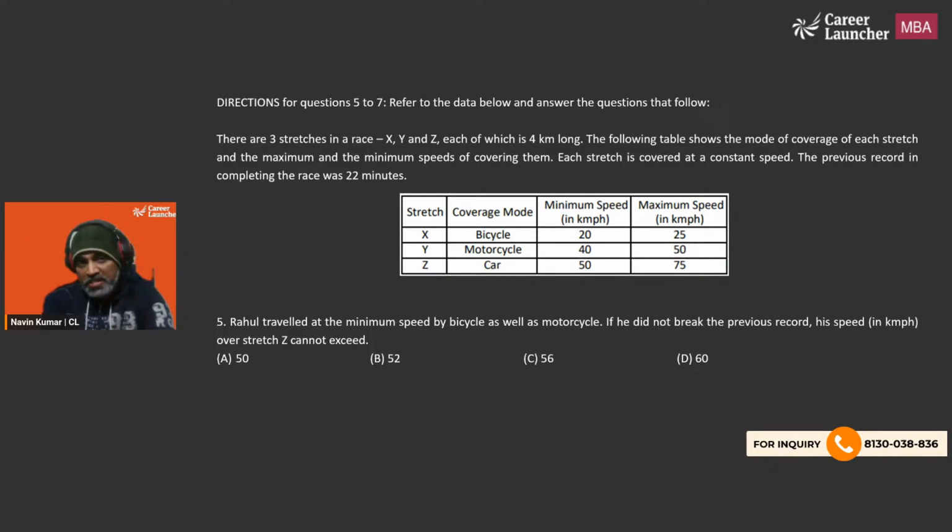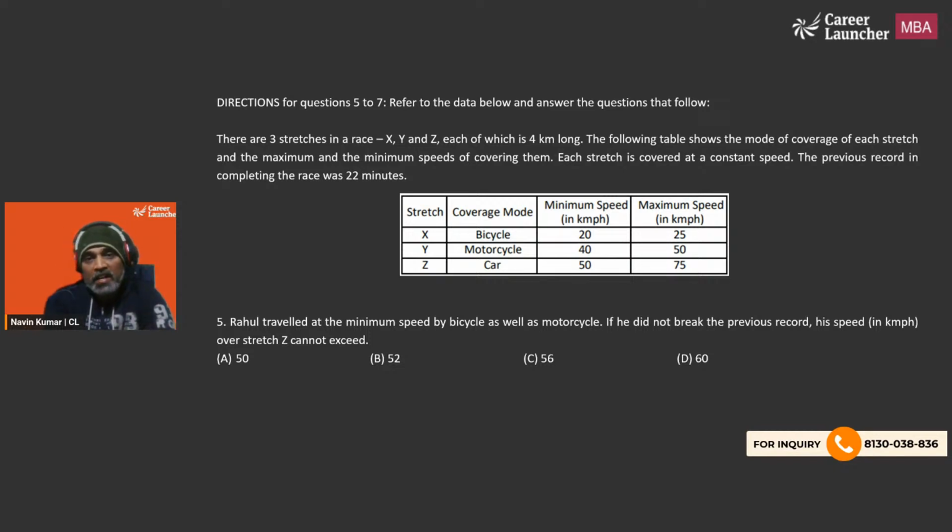There are three stretches in a race, X, Y, and Z, each of which is 4 kilometers long. The following table shows the mode of coverage of each stretch and the maximum and the minimum speeds of covering them. Each stretch is covered at a constant speed. The previous record in completing the race was 22 minutes. So the stretch length is not given in the table. It's just the mode of coverage and the minimum and maximum speed of that particular mode of travel.